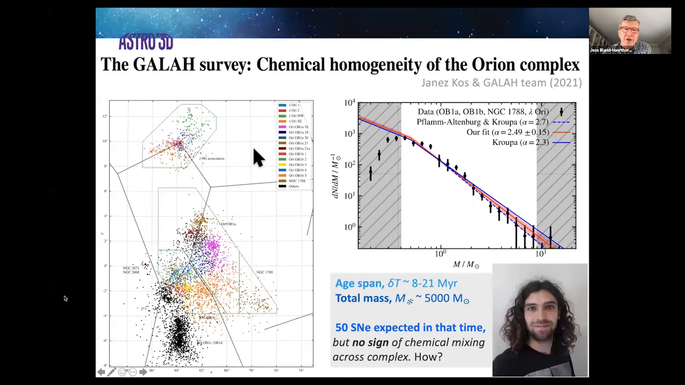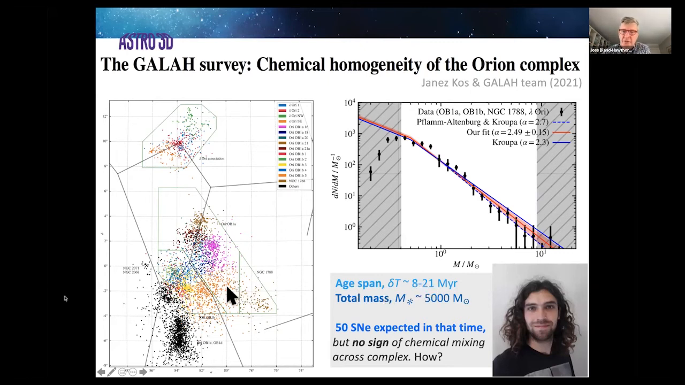Another key result, which is very exciting, is the GALAH survey of the local galaxy, star clusters and star formation of the local galaxy. This is the Orion complex. You'll recognize that from this sort of stick figure here. There are about 30 or so star clusters identified within the Orion complex. This enabled Janis and the GALAH team to determine a mass function. But that also identified a mystery. The age span is now known from our work to be 8 to 21 million years, not 8 to 12 as was thought before. It's a much longer time span.